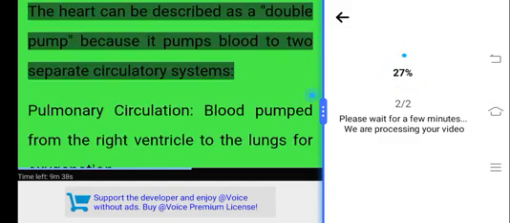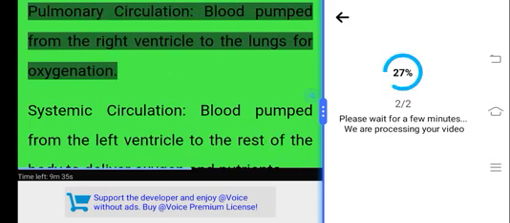Heart is a double pump. The heart can be described as a double pump because it pumps blood to two separate circulatory systems. Pulmonary circulation, blood pumped from the right ventricle to the lungs for oxygenation.